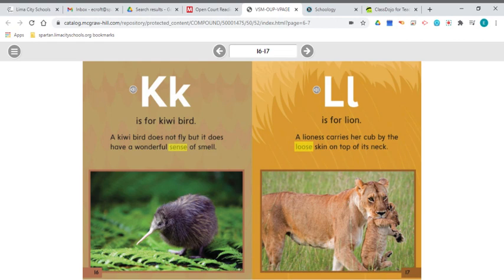And the next word is right on the very next page, and it's the word loose. And a lioness carries her cub by the loose skin on top of its neck. Now, the lioness is the mom, is the female, and she doesn't have all that hair around her like the daddy lion would, who has the mane. This is the lioness, and she carries her cub by the loose skin on the top of its neck.